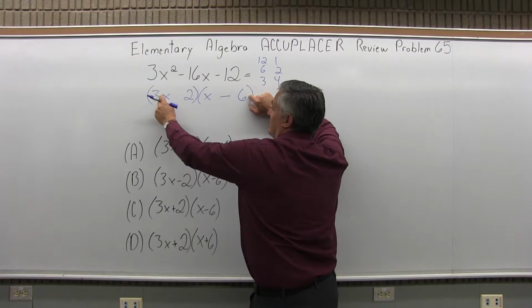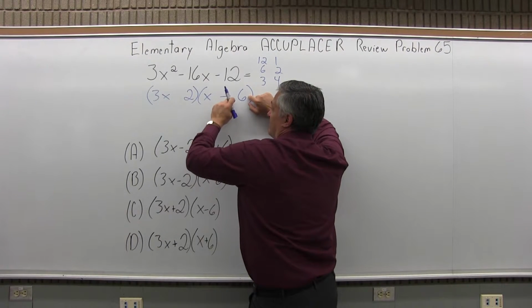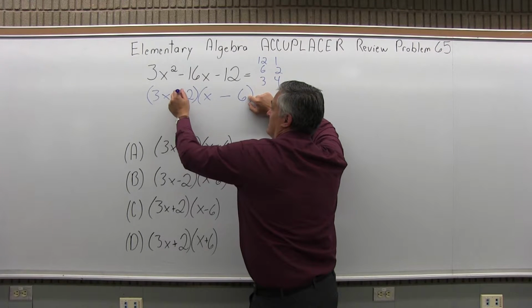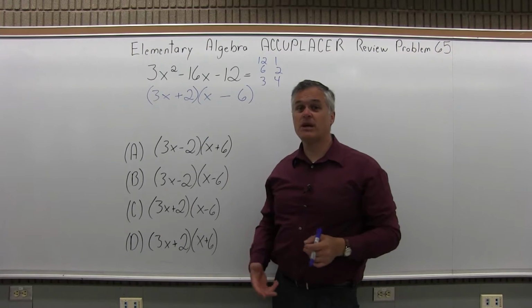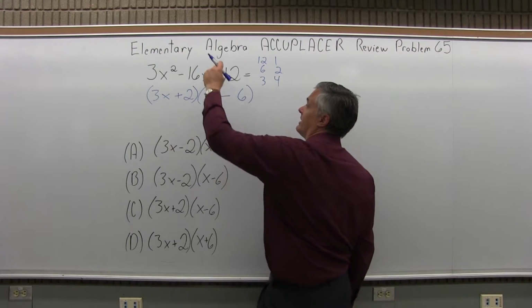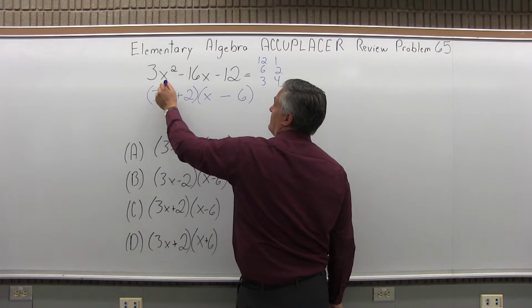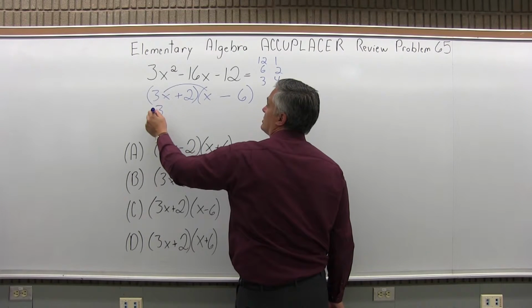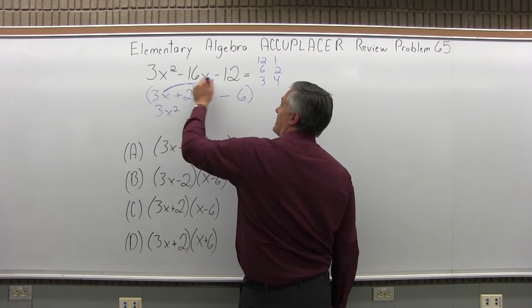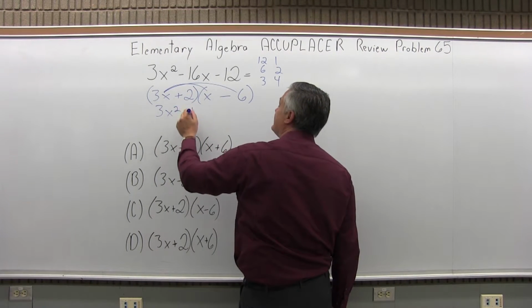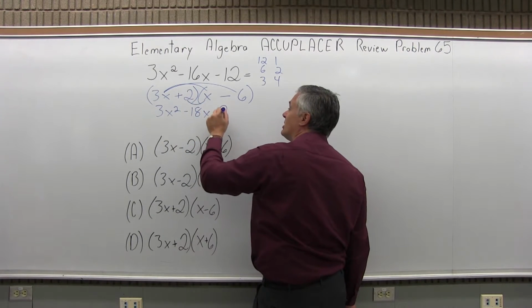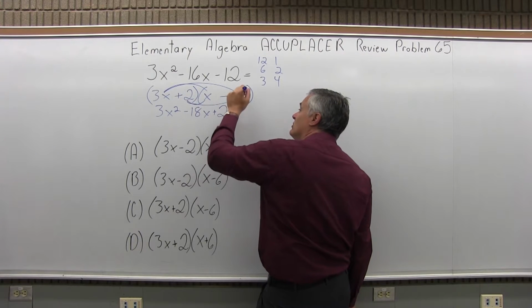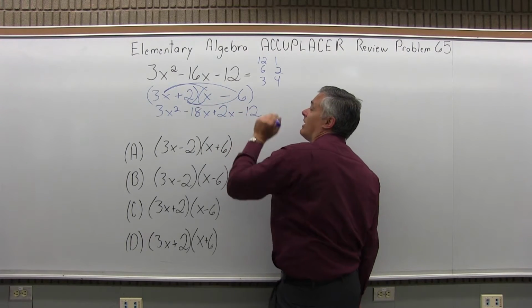So since the 18x is coming from the times 6, I'll make the times 6 negative, which means the times 2 would be positive. So let's multiply it out and verify that that does multiply to give me what the question was. 3x times x is 3x squared. 3x times negative 6 is negative 18x. Then 2 times x is plus 2x. And 2 times negative 6 is negative 12.